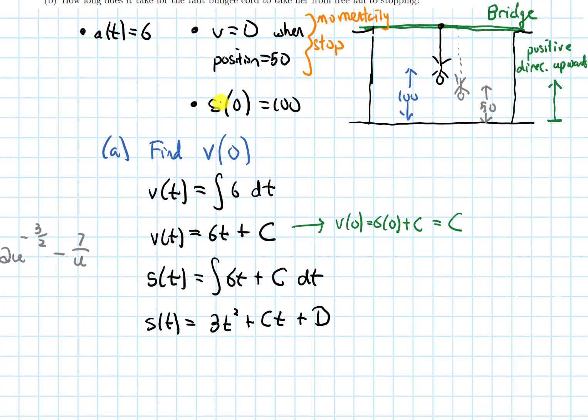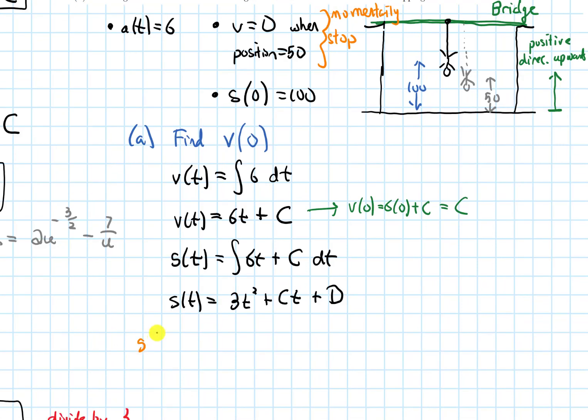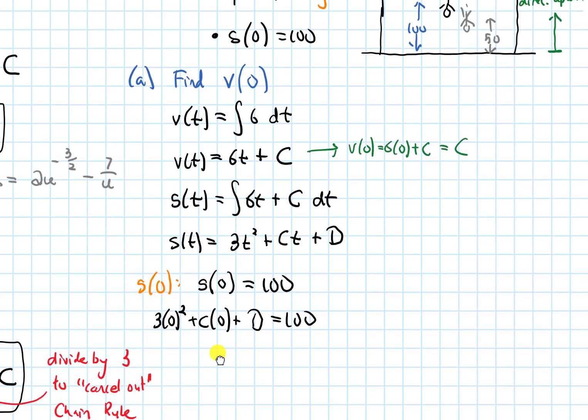Okay, so now let's try to use this other given info. So maybe I'll try to use the s of 0 piece of information. The s of 0 information tells me that the position, or the height, when t equals 0, which is when the cord initially becomes taut, is 100. And if I plug 0 into my position function, we get 3 times 0 squared plus c times 0 plus d, and that equals 100. Okay, so that tells me d is 100. So we know d. We need to somehow get c.